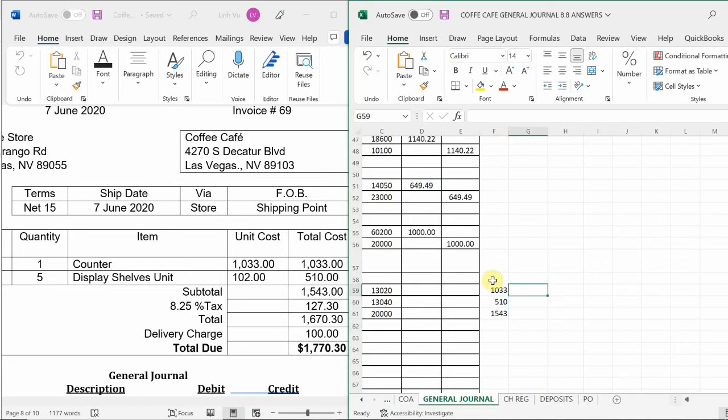Now, what else? I need to divide the tax. How do I divide the tax? You would go with each one of the cost times 8.25%. Excellent. And the answer for that is I got $85.22. Okay, and the display shelves?